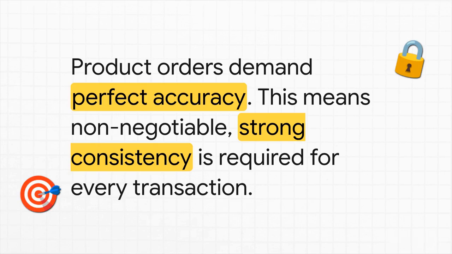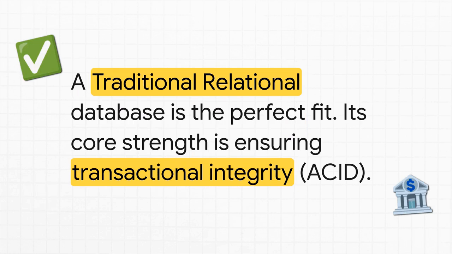Let's start with the most important one, the orders. When somebody clicks buy, that transaction has to be perfect. You absolutely cannot sell the same item twice. This means we need absolute, non-negotiable, rock-solid, strong consistency. So we reach into our toolkit, and the right tool for this job is a traditional relational database. Its specialty is what's called transactional integrity, or ACID compliance. It's just a fancy way of saying it guarantees that a transaction is all or nothing. It either works perfectly or it doesn't happen at all. That's exactly what we need for orders. This probably means we centralize our order database in one spot, and we consciously accept a little more latency for some users as a trade-off for perfect accuracy.